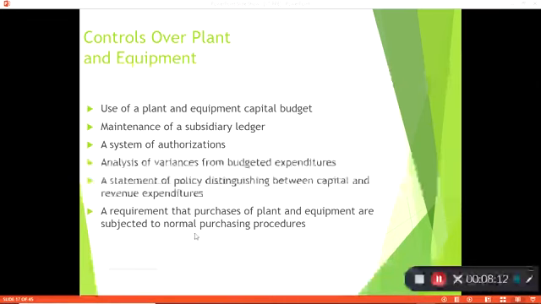And then a requirement that this also goes into the normal purchasing procedures, because the firm has a set of controls around purchasing that we want to make sure the firm takes advantage of, for PP&E whenever possible.